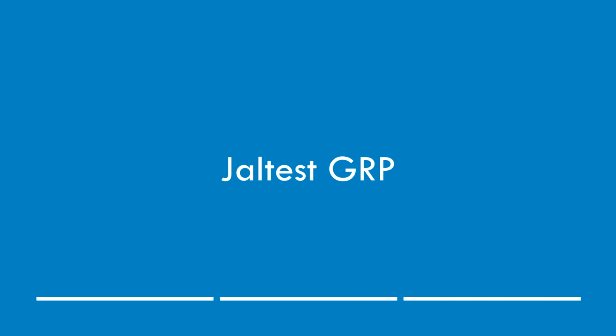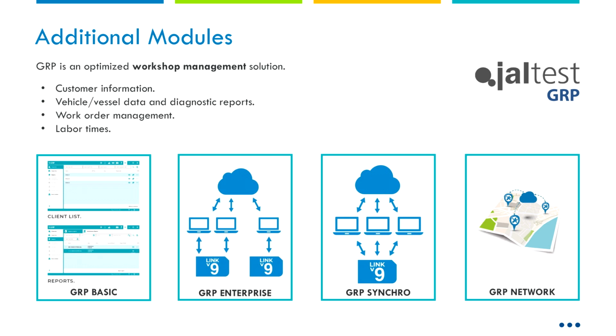Jaltest GRP, Garage Resource Planning. Basically, GRP is an extra module available on our diagnostic tool. It's for free. It's available for everyone, and the aim of this module is to store and share your clients list, your customer information, vehicle and vessel data and reports, workshop management, and so on. So you don't need to work with external tools or external applications. You can use our Garage Resource Planning, GRP, which is always available for everyone, it's for free, and it's available in our software.